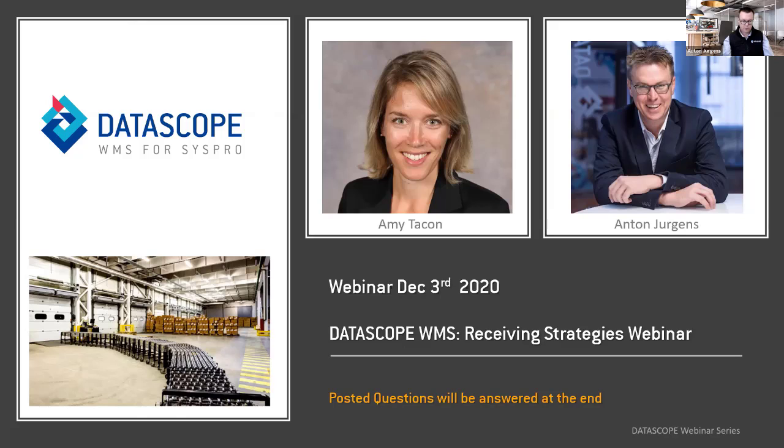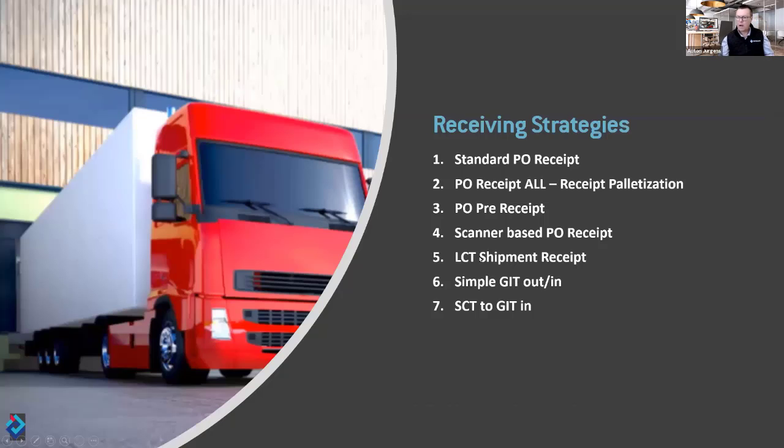All right, so just a quick overview on the strategies that we'll be looking at today. There's 7 of them. We'll start off with a very simplistic standard PO receipt, purchase order receipt. We'll then go into a slightly different version of PO receipt where we are processing what we call a receipt all, and then we are palletizing the receipt and putting it away.